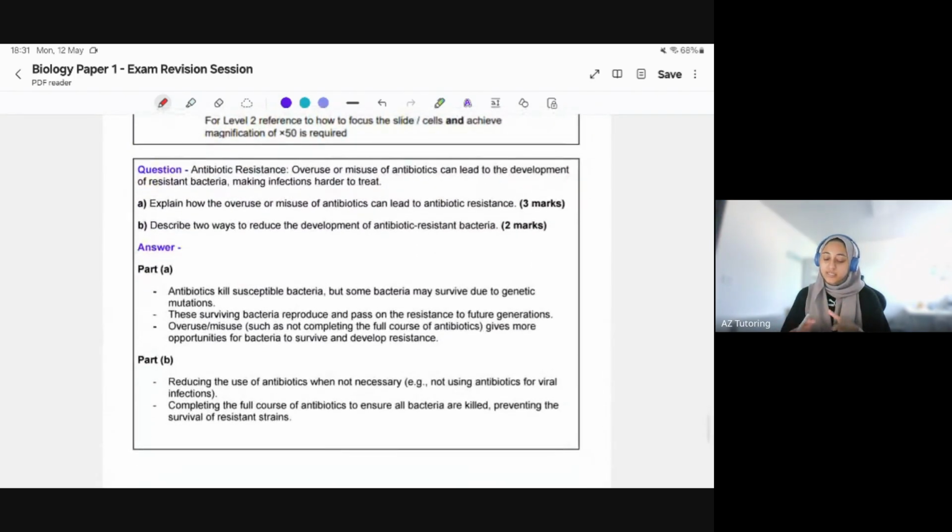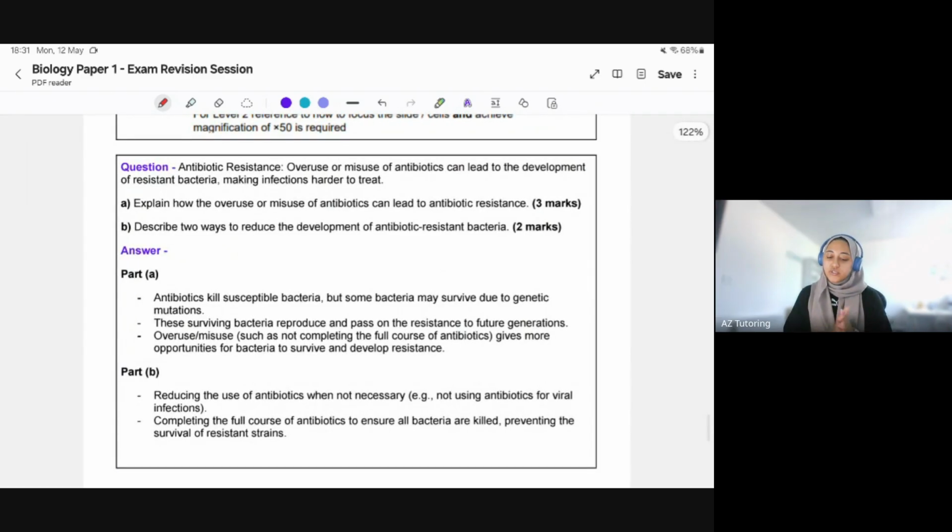So I've done a practice exam question there for you to have a read over. Explain how the overuse and misuse of antibiotics can lead to antibiotic resistance. There's a mark scheme answer, what I've just described. Part B, describe 2 ways to reduce the development of antibiotic-resistant bacteria.